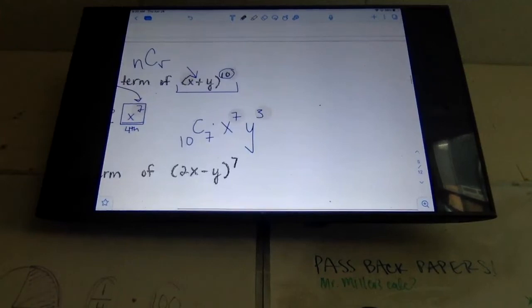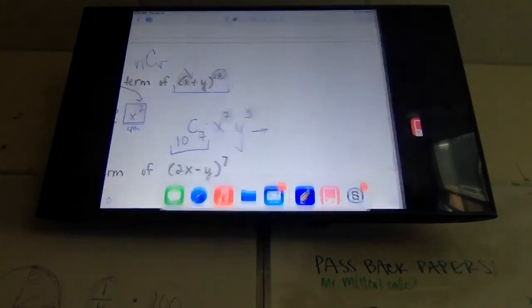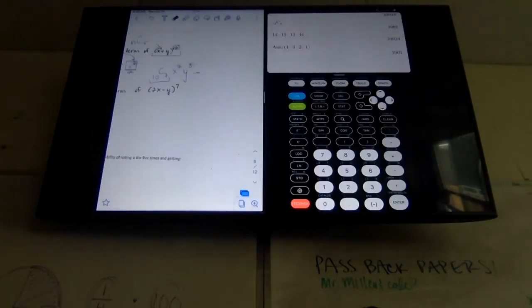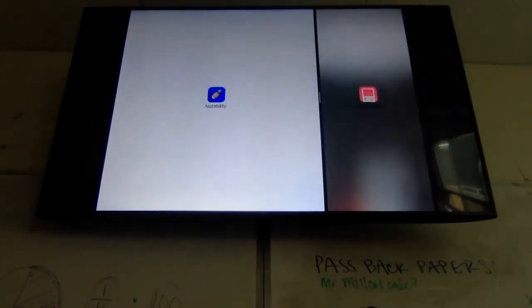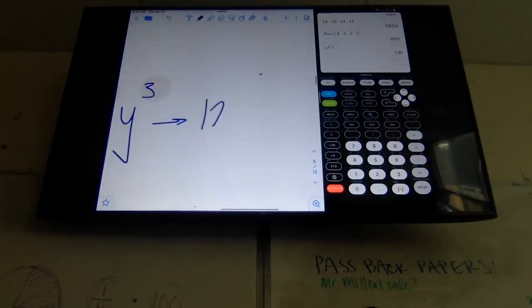Now this is easy because I don't have to do anything. I don't have to actually raise x to the 7th because that's as simple as it gets. I don't actually have to do anything with the y to the 3rd because that's as simple as it gets. The only thing I do have to do is put my 10C7 into the calculator and figure out what that is. So let me pull my calculator back out. Math, nCr, 10C7, and I get 120. So I'm going to say 120 x to the 7th, y to the 3rd.